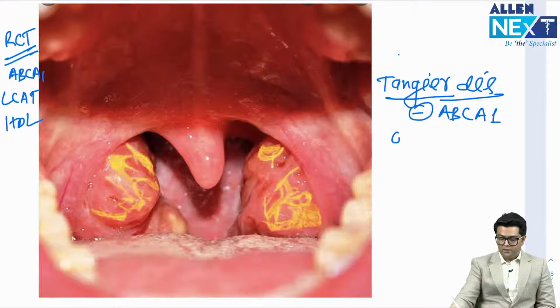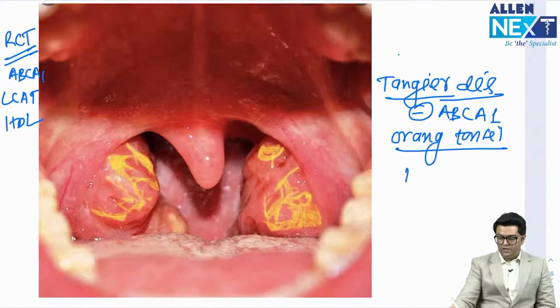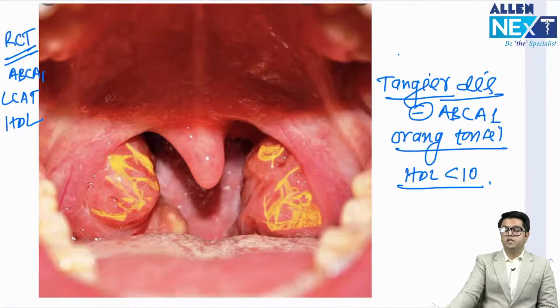And the patient here presents with orange colored tonsils, as you can see. The HDL levels are very, very low, that is less than 10 mg per deciliter. Normally they should be more than 40. So less than 10 mg per deciliter. So that is called Tangier's disease.